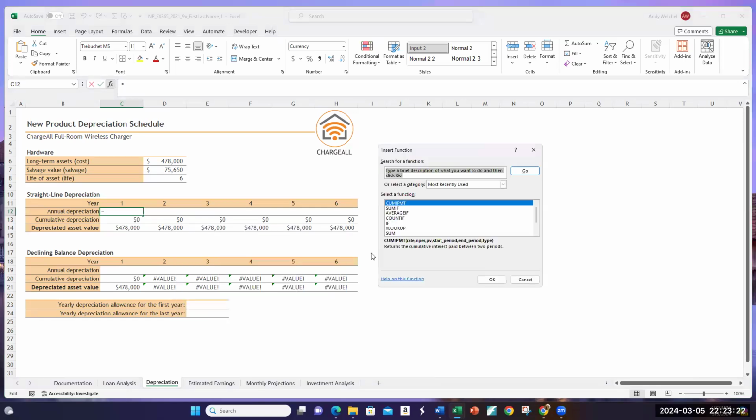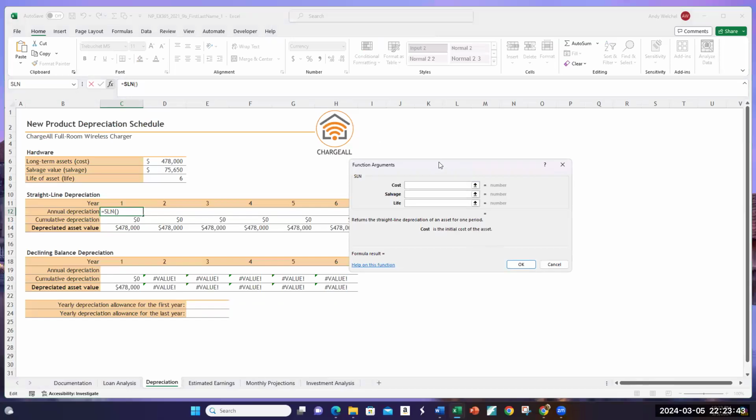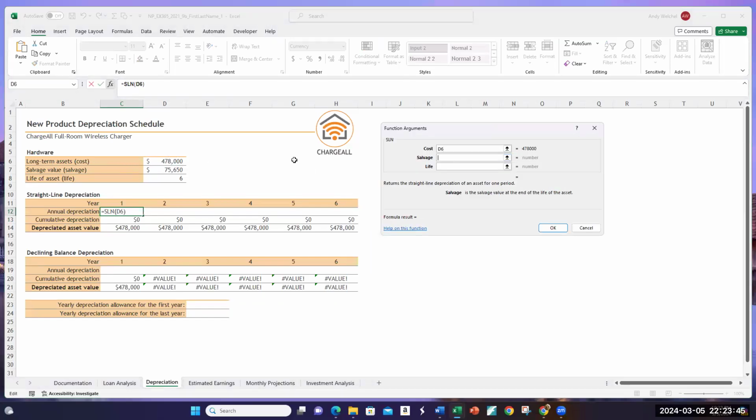I don't know exactly which category depreciation is in. I can just go here to all. Not financial. Maybe it's financial, but go to all and just type SLN, straight line. That's what it stands for. Hit go. Returns the straight line depreciation of an asset for one period. Okay, so click on that. The cost is that. Salvage is that. The life is that.